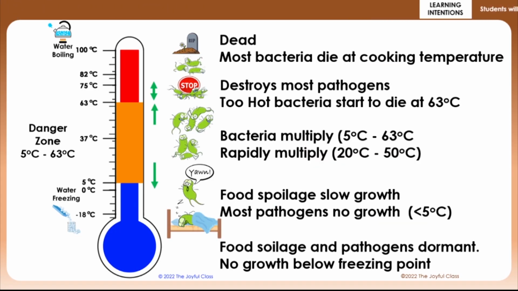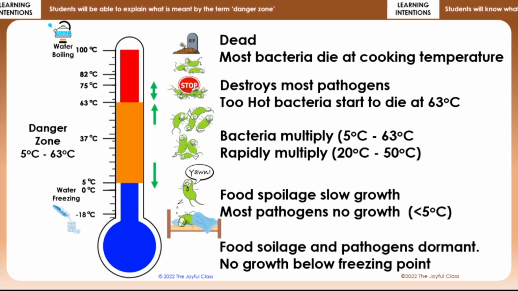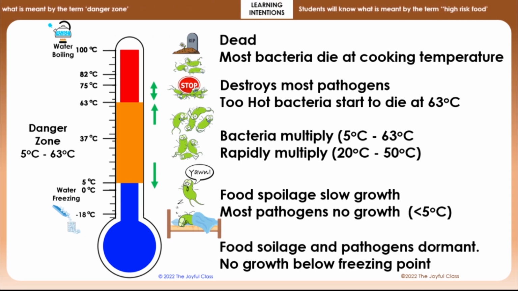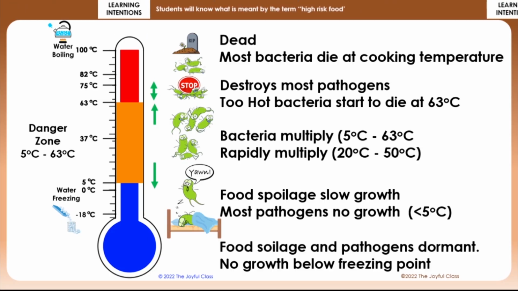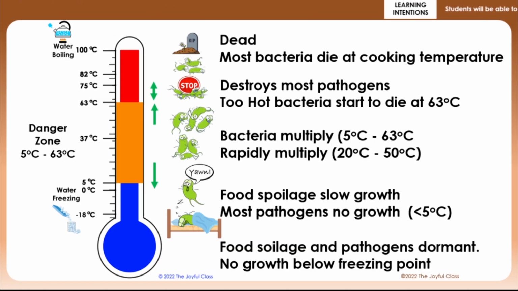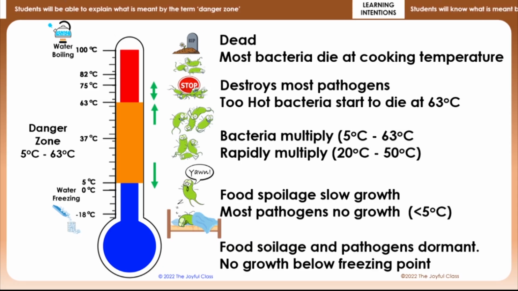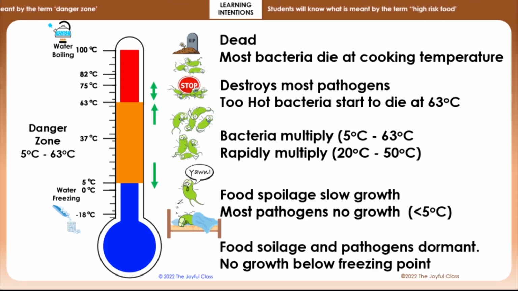So above 100 degrees, boiling point of water, bacteria could be dead. Most bacteria die at the cooking temperatures. 75 degrees or above destroys the pathogens. So therefore the bacteria will die from 63 degrees and above. Bacteria multiply between 5 degrees centigrade and 63 degrees centigrade, which is the danger zone. They rapidly multiply between 20 degrees centigrade and 50 degrees centigrade.